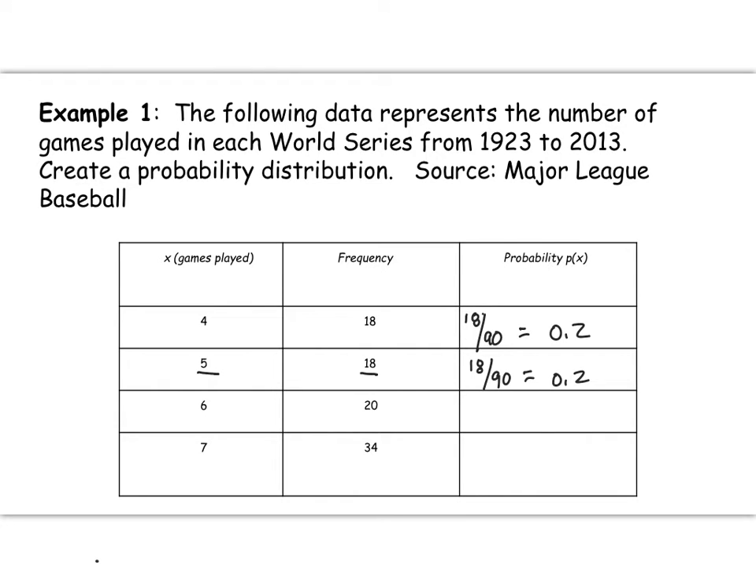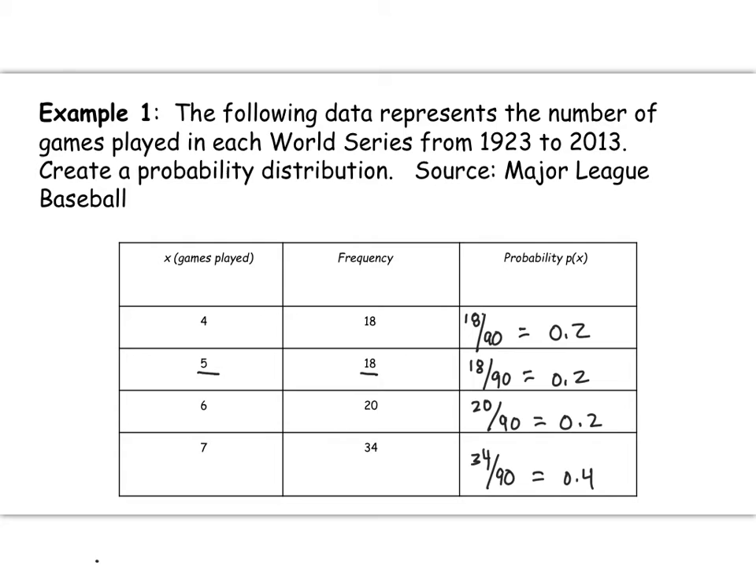All right, and when I get to 6, winning it in 6 games, that happened 20 out of the last 90 years. And when I turn it into a decimal, I get 0.22. So I'm going to round that to 0.2. And then the last one is 34 out of 90. And I actually get 0.38, but I'm going to round that to 0.4 because that rounds up.